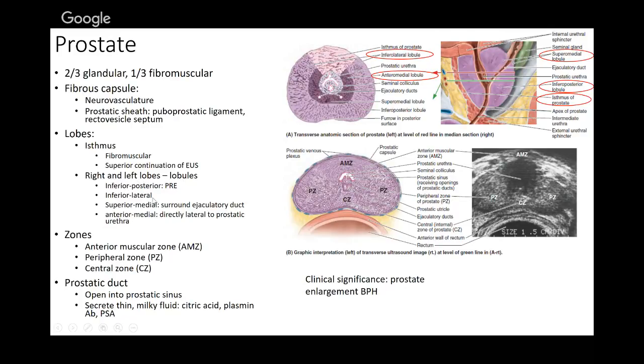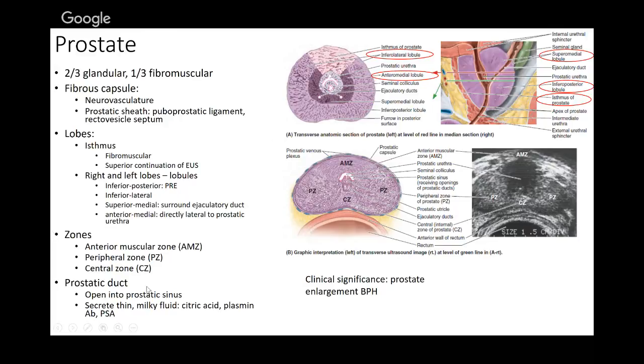The names of them are kind of weird, but the main ones to remember are the inferior posterior parts. This is the part of the prostate that you're going to palpate when you do a digital rectal examination. The superior medial part is here, and it's the part that surrounds the ejaculatory ducts. And then you also have the anterior medial parts that you can't see here, but you can see here well. It's directly lateral to the prostatic urethra. You can also divide it into zones, but it doesn't matter.